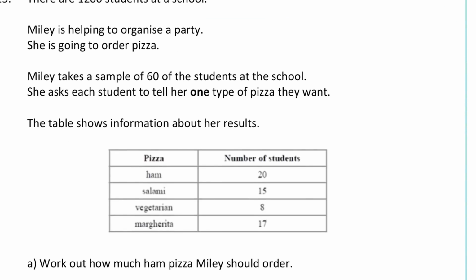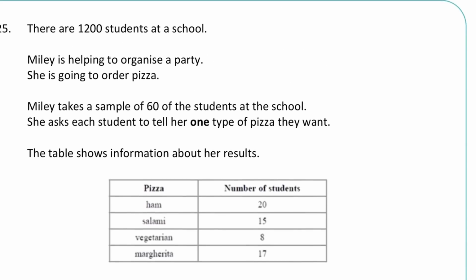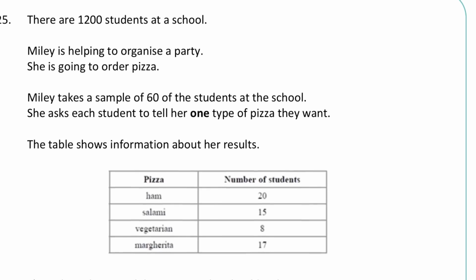We have what looks like a sampling question. Work out how much ham pizza Miley should order. Yep, so we're looking at a sample. There are 1,200 students in a school. Miley is helping to organise a party. She's going to order pizza. Miley takes a sample of 60 of the students at the school and she asks each student to tell her one type of pizza that they want. The table shows the information.